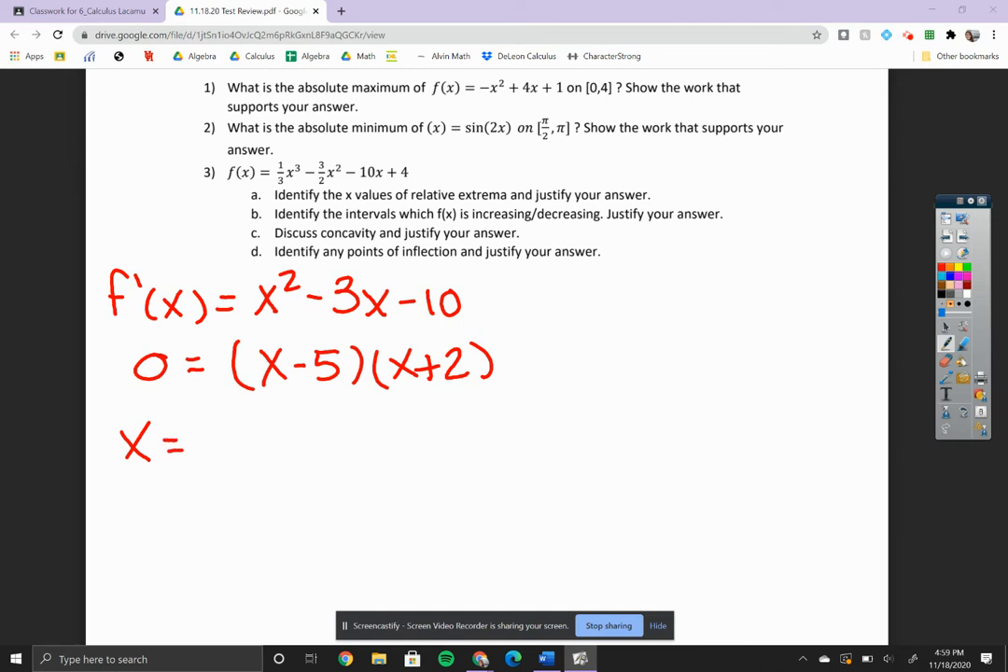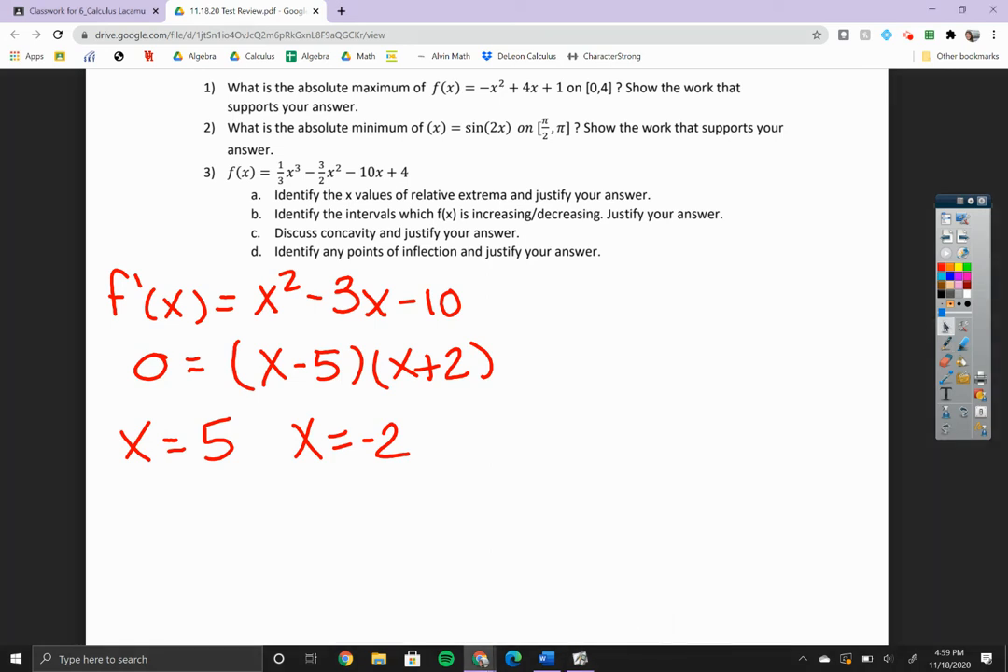So we can see that our critical numbers are x equals 5 and x equals -2. Now from here, we're going to make our chart. This is going to be a different kind of chart, a horizontal line. We don't have endpoints here, so it's just going to be -2 and 5. On the top, we're going to put the sign of the first derivative. On the bottom, we're going to put if it's increasing or decreasing.